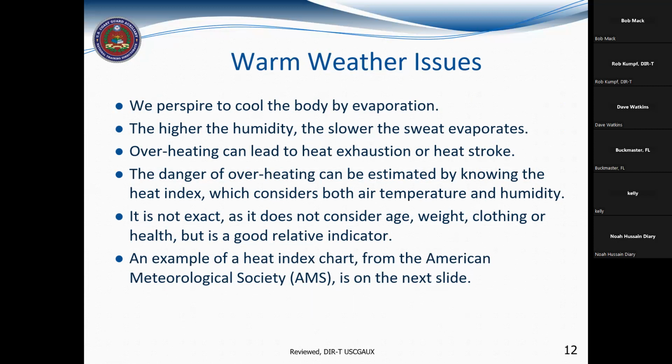It can lead to heat exhaustion and heat stroke. You can get that when you don't have humidity too, but I have noticed that heat and humidity elevate those warm weather issues. So know your heat index. We have a slide on that. I would recommend taking a PDF copy of that and keeping it on your phone.